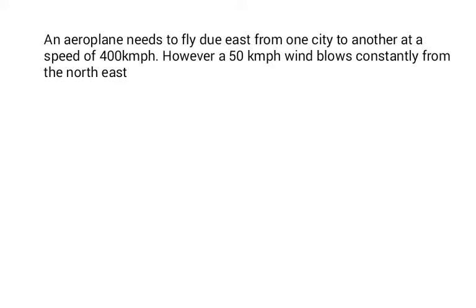So the plane wants to go in an easterly direction. However, we have a wind blowing at 50 kilometers per hour from the northeast. So the wind's coming across like this, blowing at 50 kilometers per hour. That means it's going to take the plane off course. It's going to be flying down here.